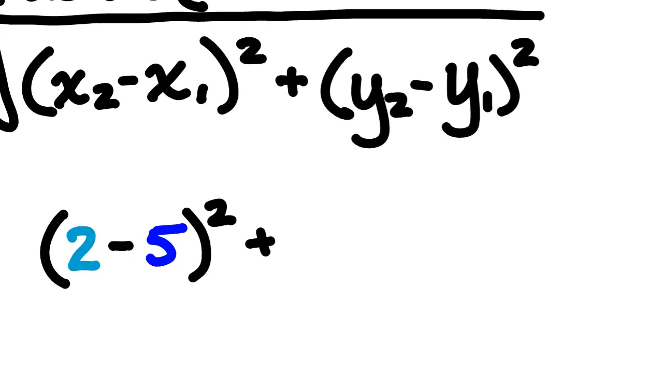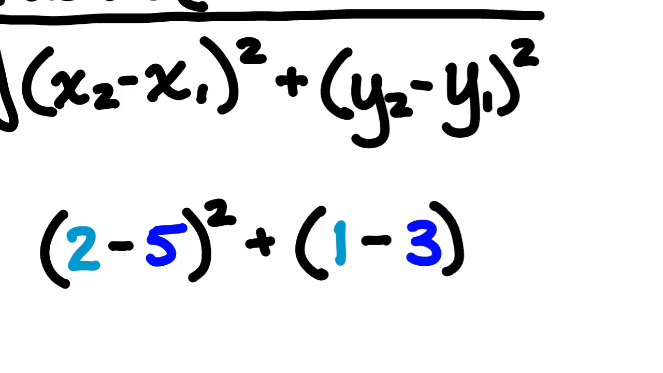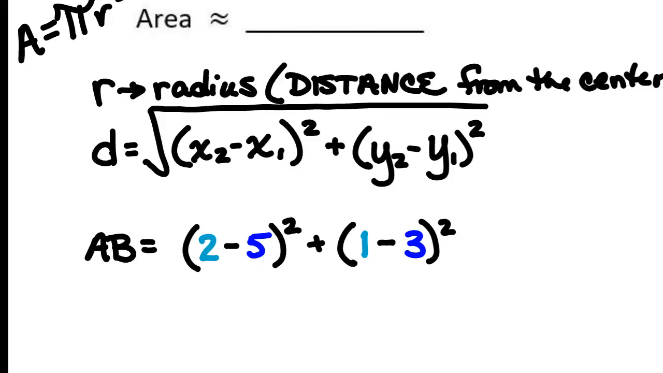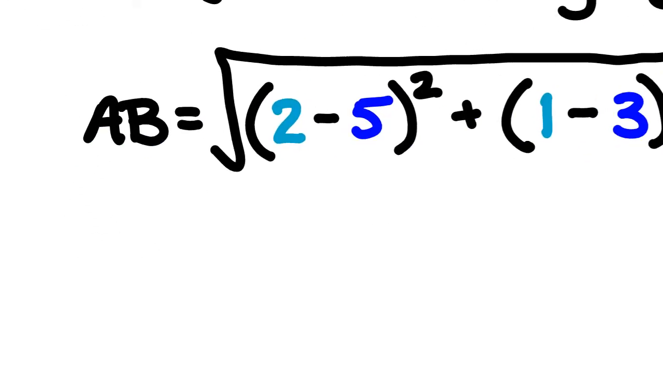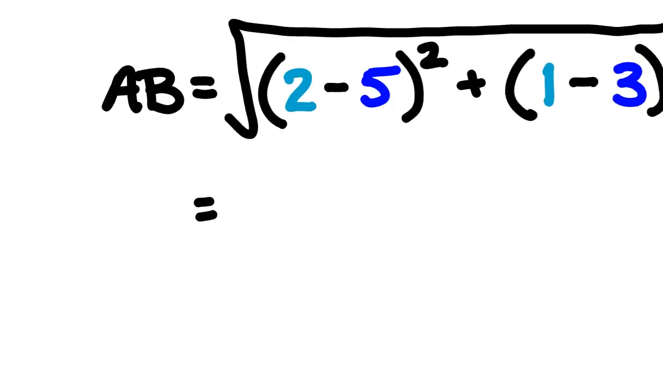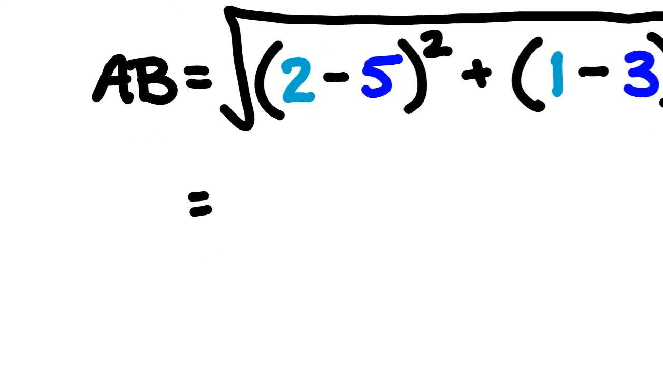Plus, then we do the same thing with the y's. My y2 is 1 minus my y1, which is 3. Close my parentheses and square that. And then we put the square root around the whole thing. All right, so now I'm going to simplify my parentheses. 2 minus 5. What's 2 minus 5? -3. So I have -3.